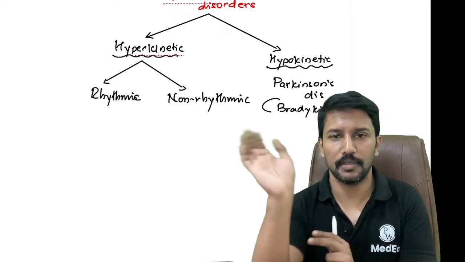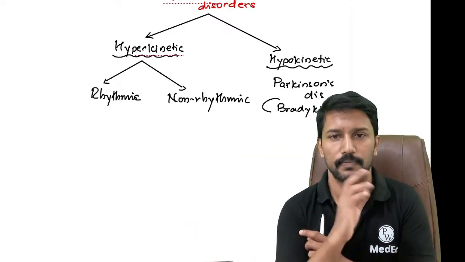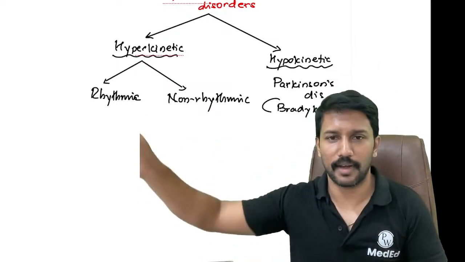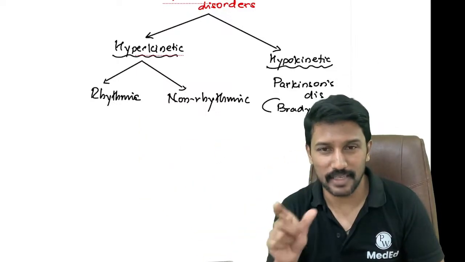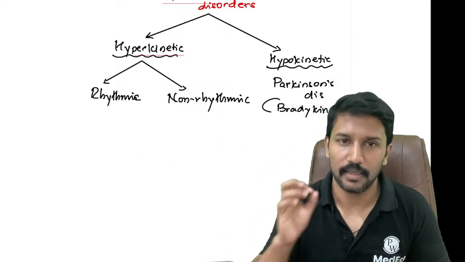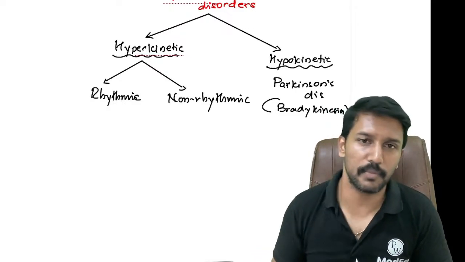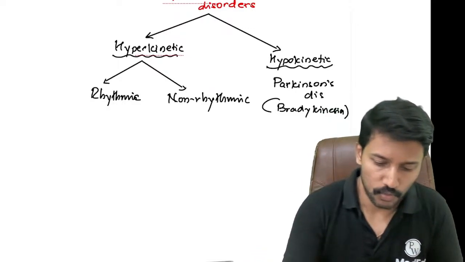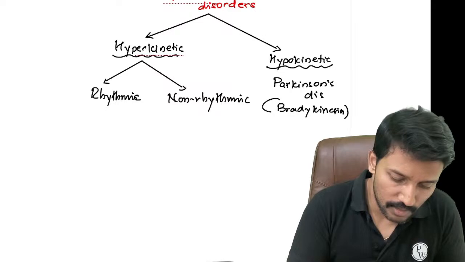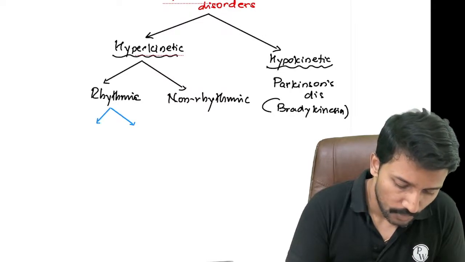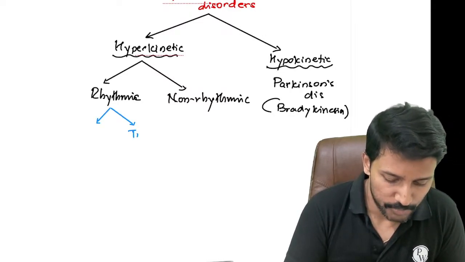But if the patient keeps doing this, it's not following the same pattern, right? It is going randomly here and there. It is not the same movement that is repeating again and again. Such movements are called non-rhythmic hyperkinetic movement disorders. So rhythmic movement disorders, there are 2 of them. One of them is called tremors.